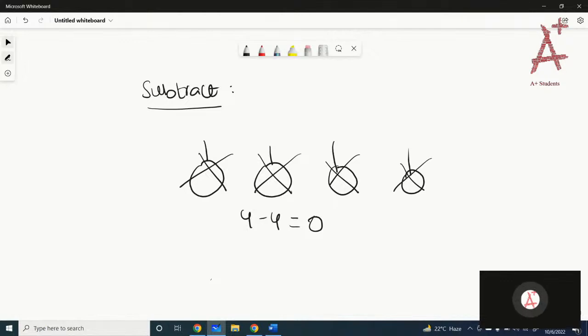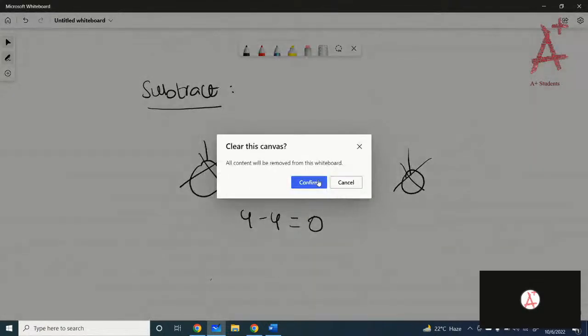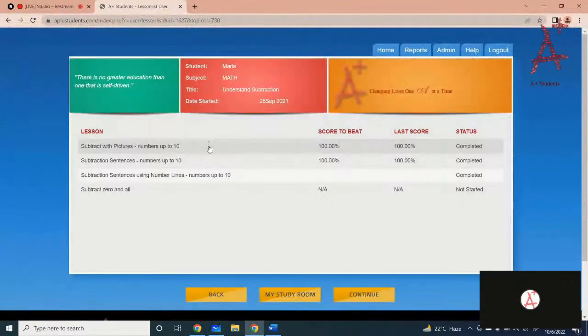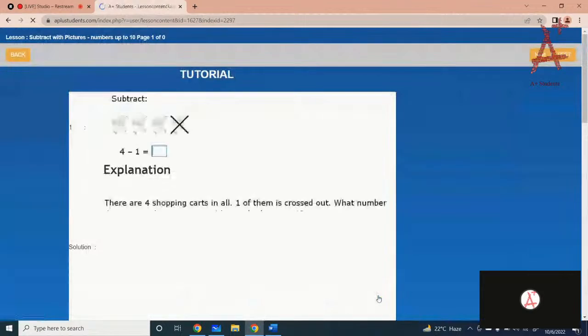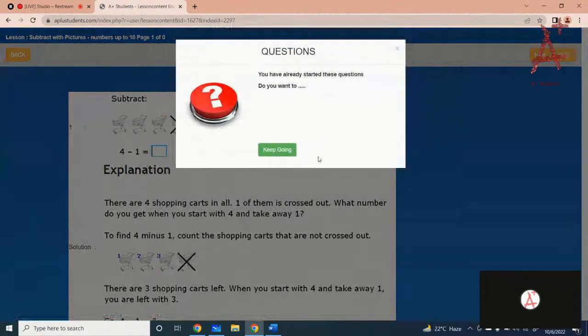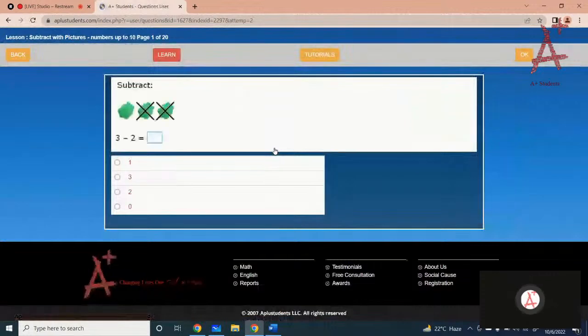On the top right corner you have a test button. Let's start with the test. Subtract with pictures, numbers up to 10. There you have a test button. Let's start with the test.